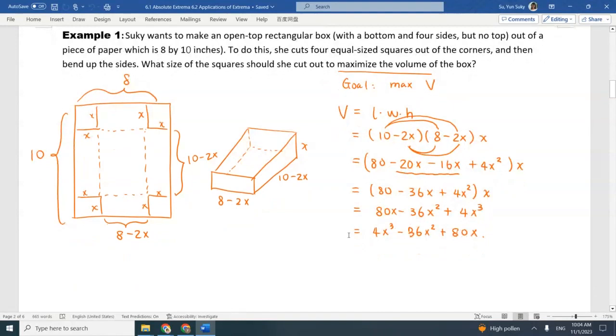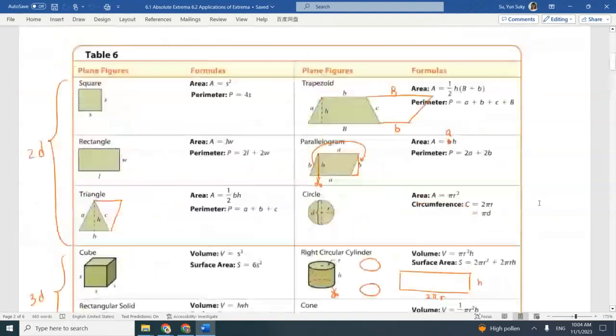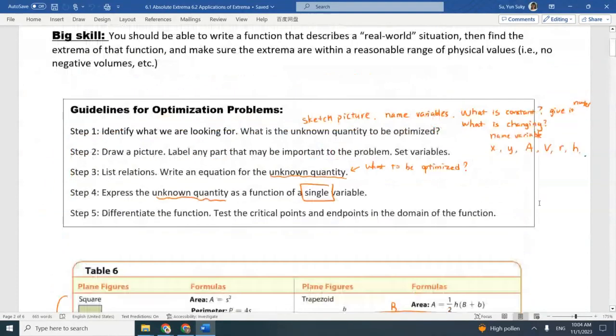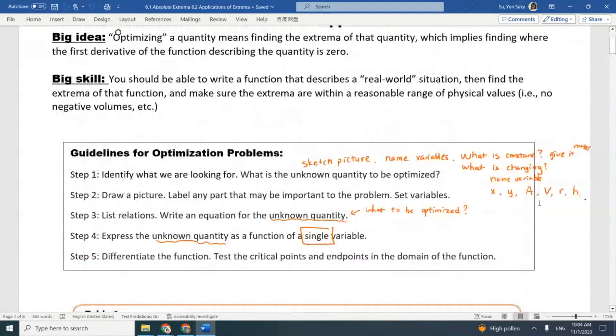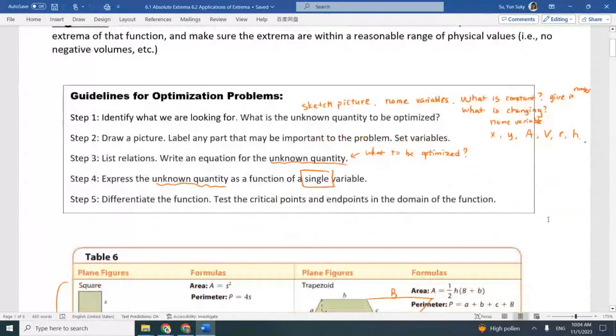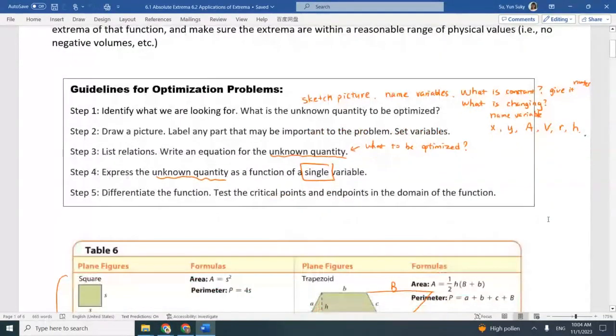All right. So last time we talked about optimization problems. The steps were we identify what we are looking for and what is the unknown quantity to be optimized. Usually you look at the last sentence of the word problems. You want to maximize the volume or area, or you want to minimize the cost, or you want to minimize the time. So it said that in the last sentence, okay?